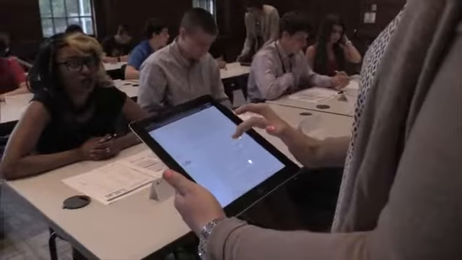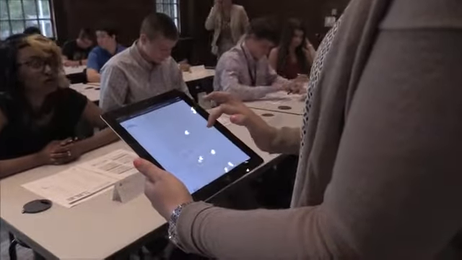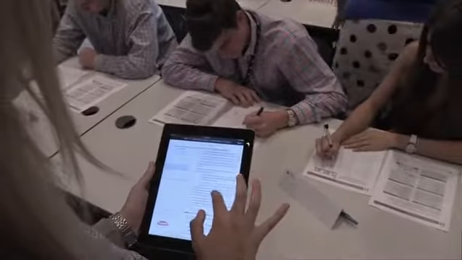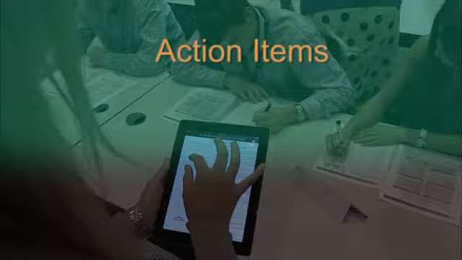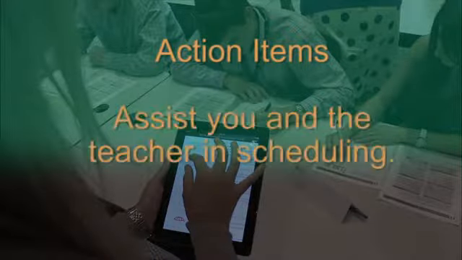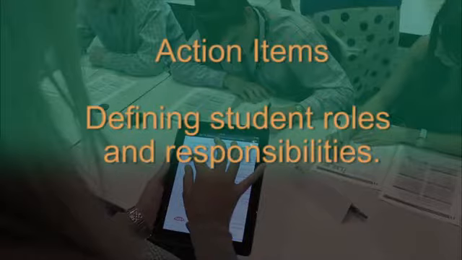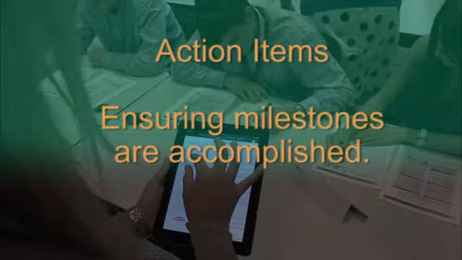Please work with your local JA staff and teacher to determine the flow of the meeting and refer to your volunteer guide to break the meeting into 2 classes. Your volunteer guide lists action items or meeting goals that will assist you and the teacher in scheduling, defining student roles and responsibilities, and ensuring that important milestones are accomplished during each company meeting.